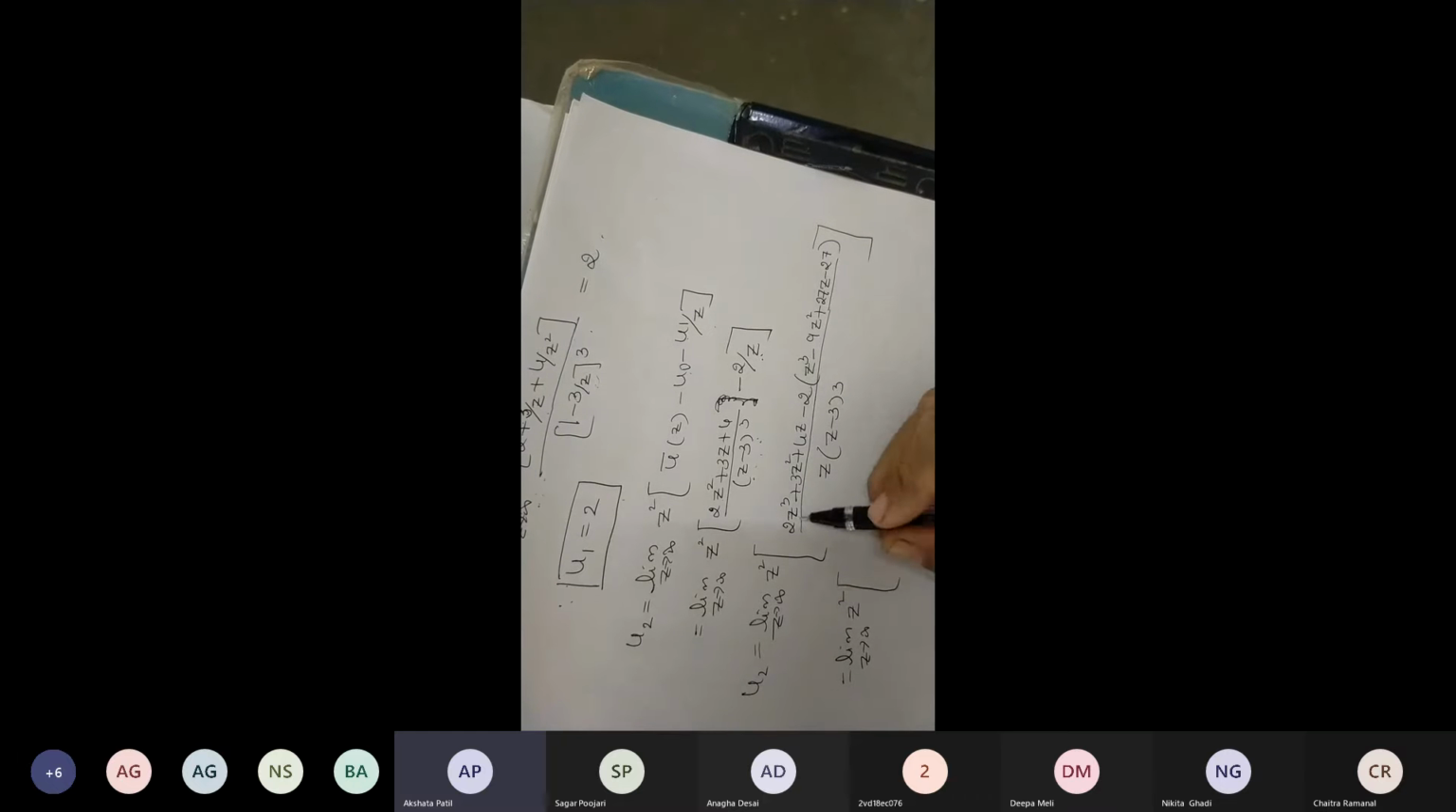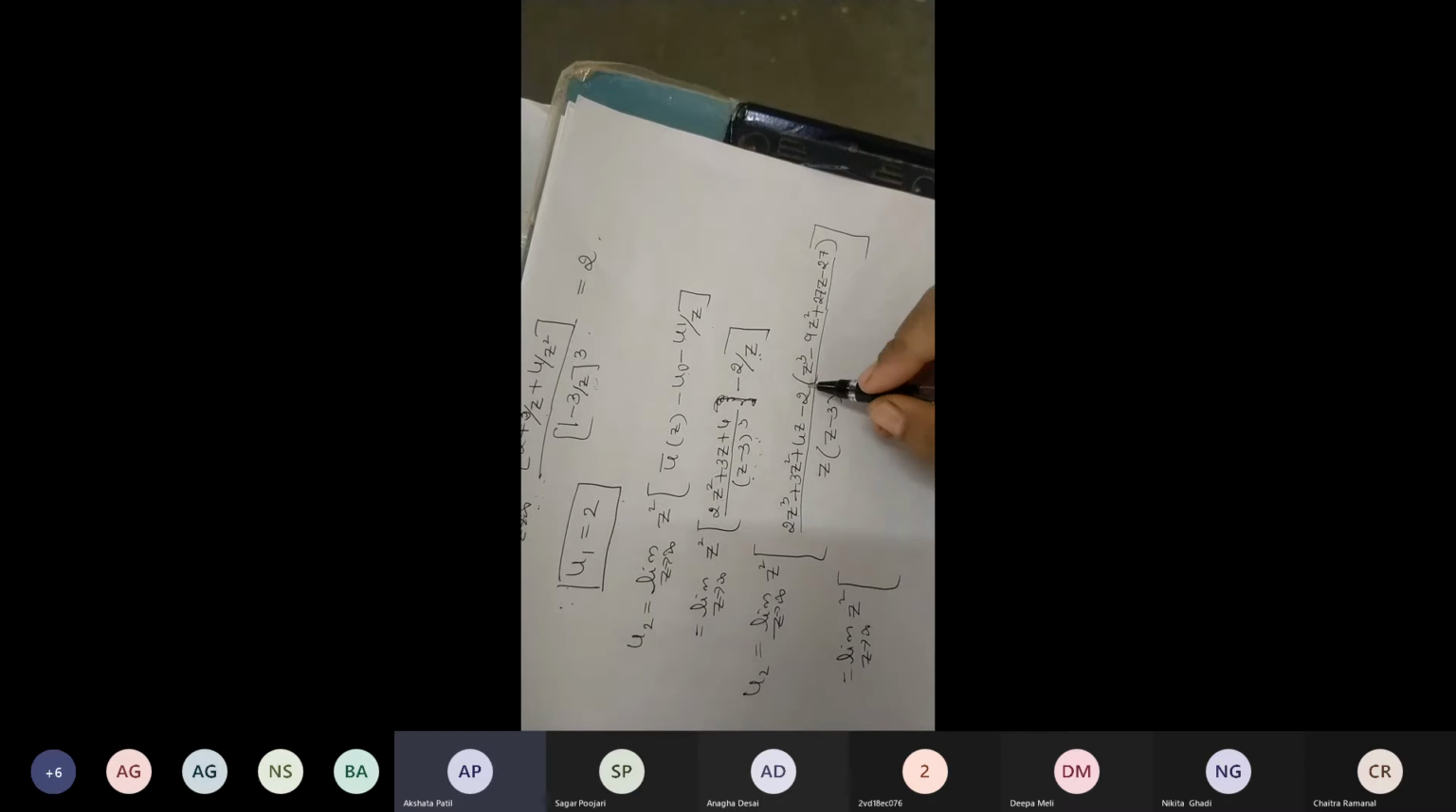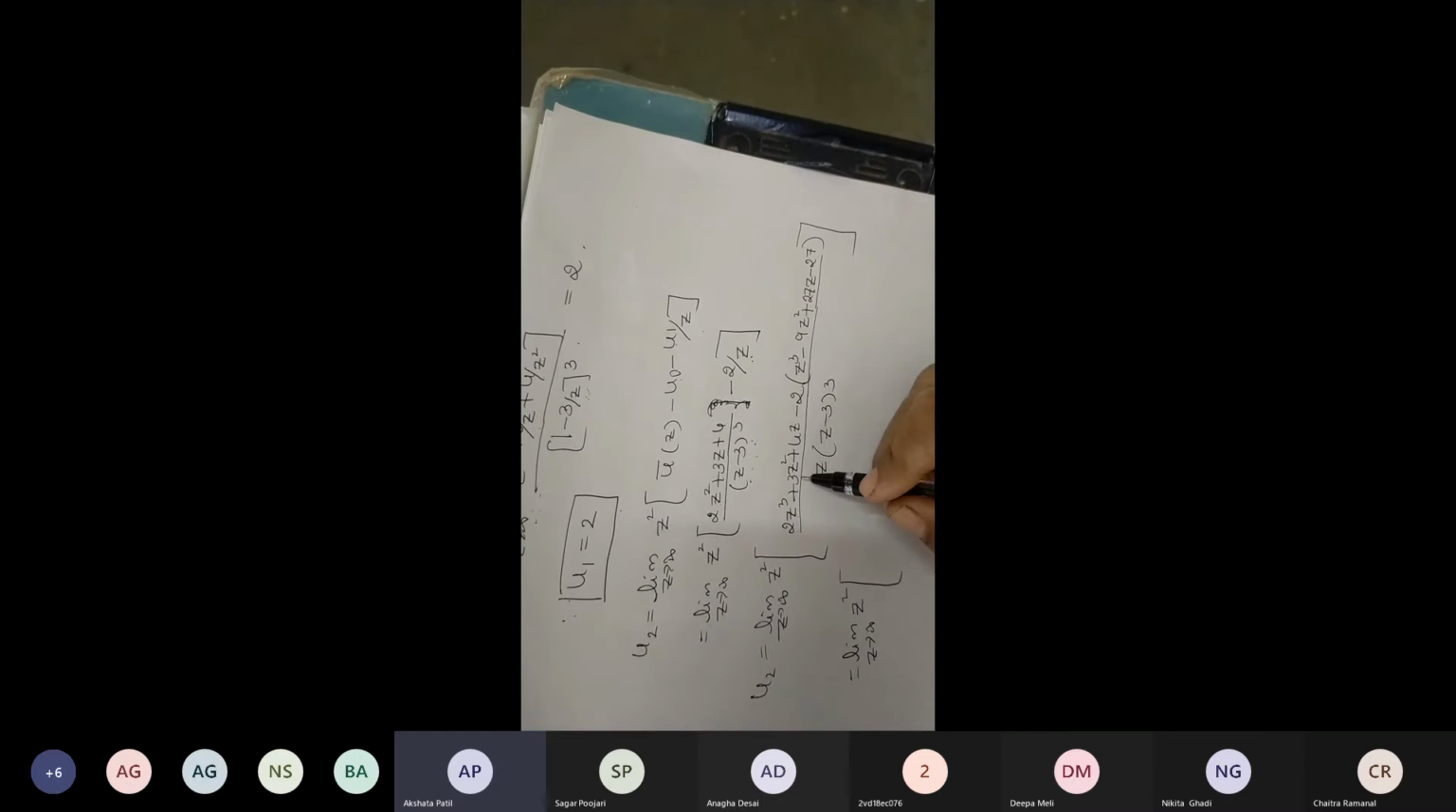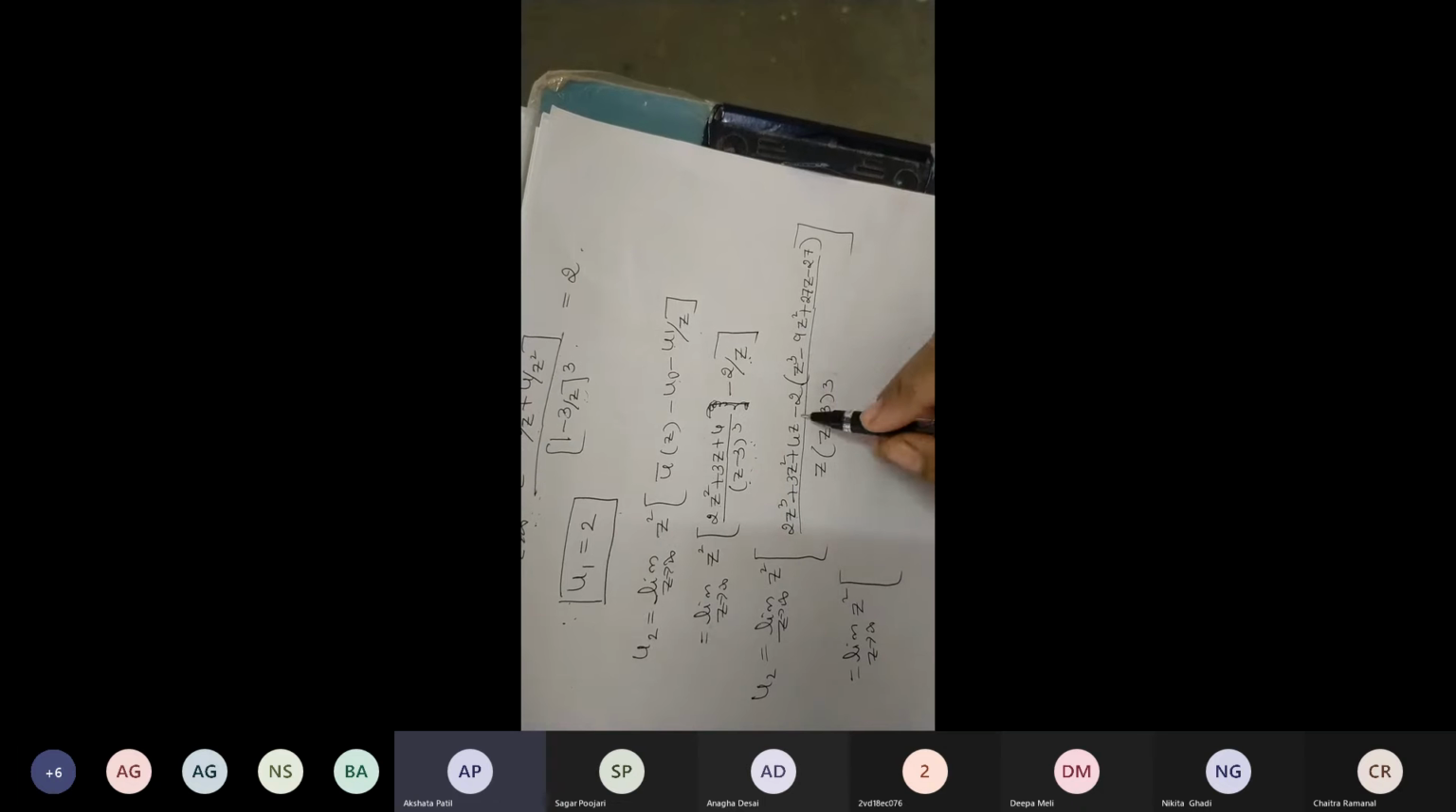So 2z cube is there, here minus 2z cube is there, so this z cube gets cancelled. Now here 3z square is there, and minus into minus plus, 9 into 2 is 18z square is there. So 18 plus 3, that is 21, so we can write 21z square. Now plus 4z is there, and here plus into minus of 27 into 2, that is 54.